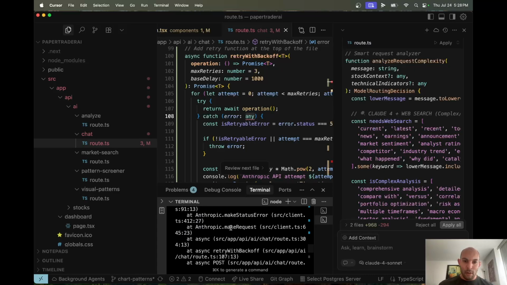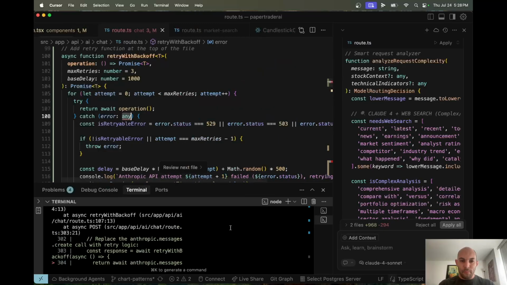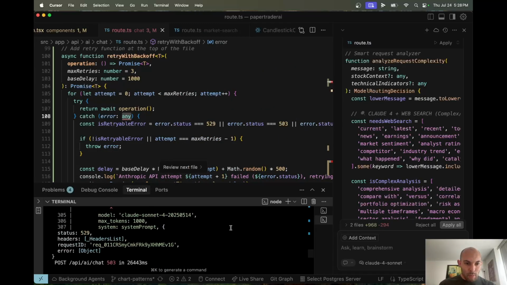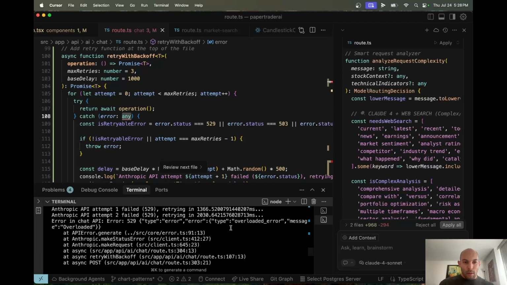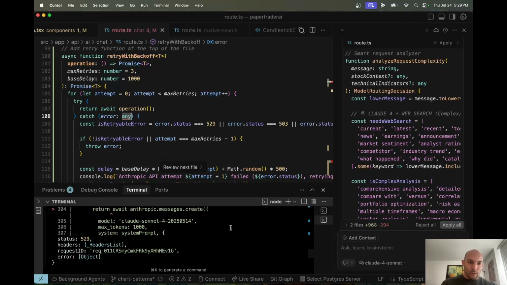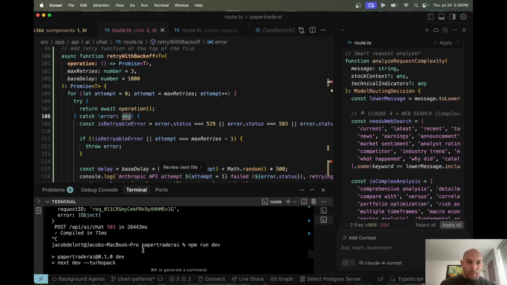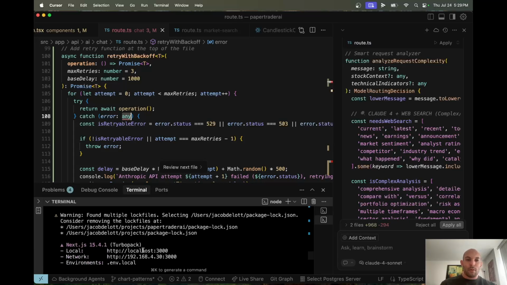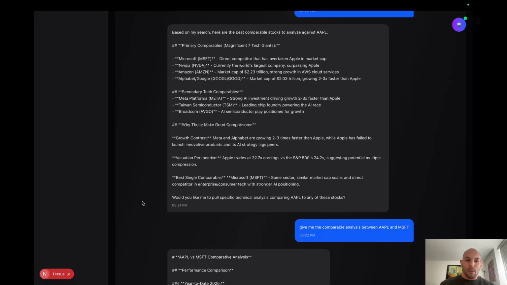I was getting these 529 errors, which is basically overload. We're requesting too much at a terrible time, and it's overloading, and it's failing. I would have to try about two or three times to get it to actually go.